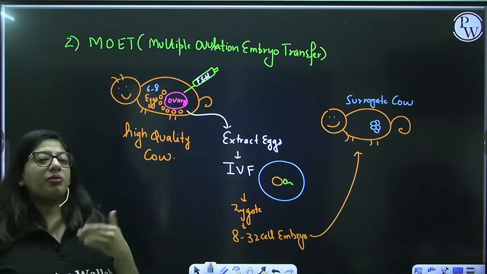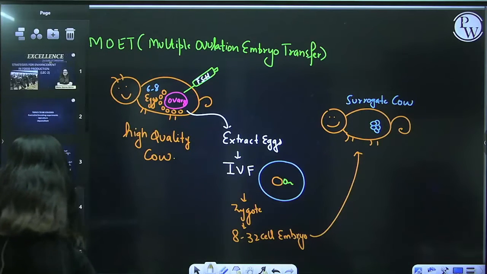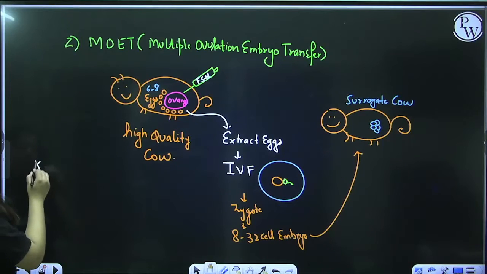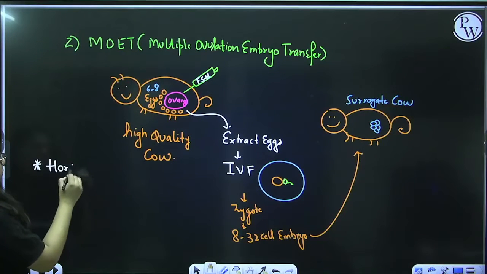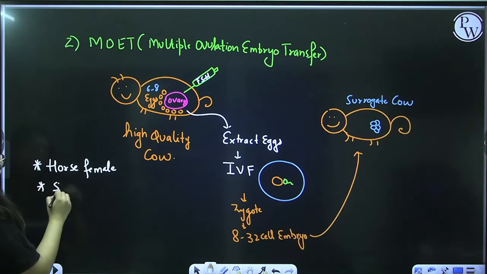And MOET can be performed in a number of animals. What other animals? We can perform MOET in a number of animals. Okay, let me write it here only. We can perform it on the horse, that means female horse, obviously mares. We can perform it on the sheep.